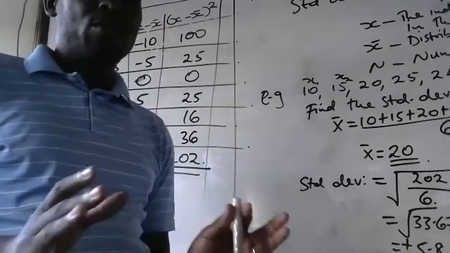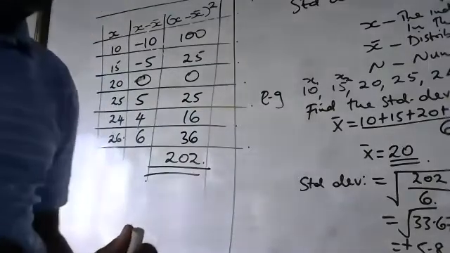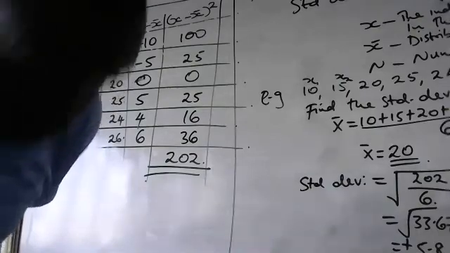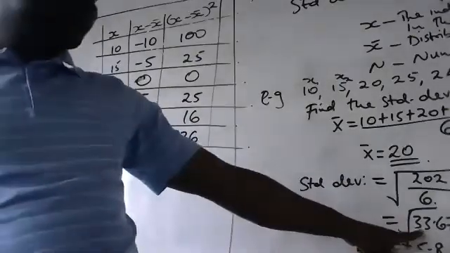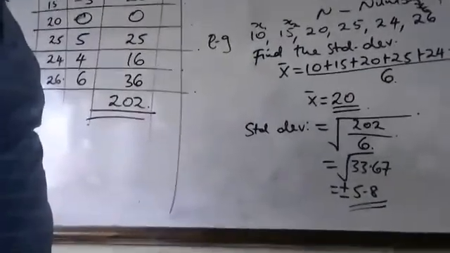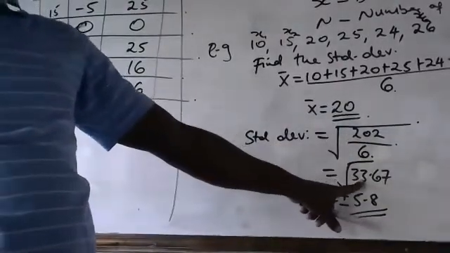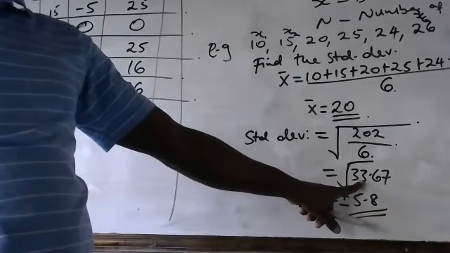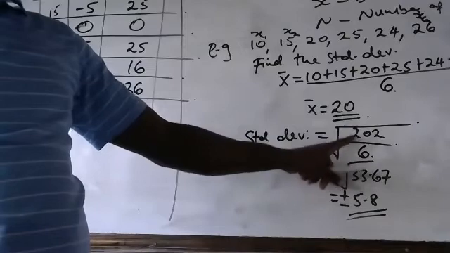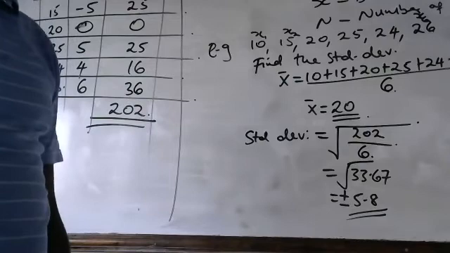I hope that one is well understood. Excuse me, mwalimu. Yes. Where did we get the positive or negative 5.8 from? The square root of 33.67. That is not the square root of the above sum. I have divided 202 by 6 here. 202 divided by 6 gives you this. So if this is 202 divided by 6, then you pick the square root of that. Okay, so thank you.